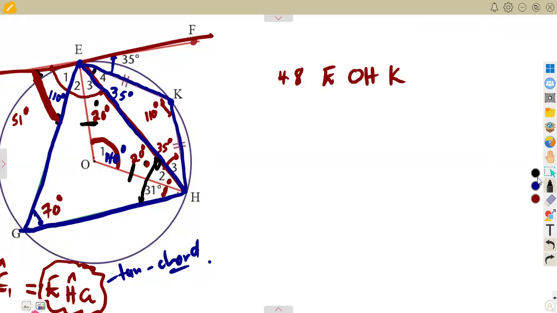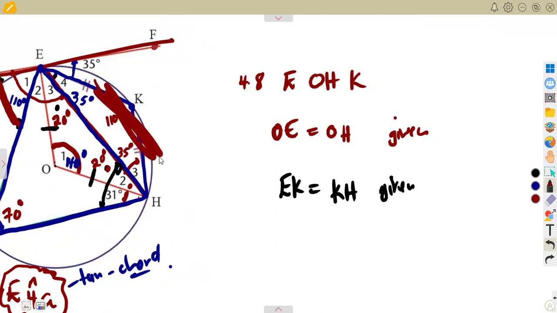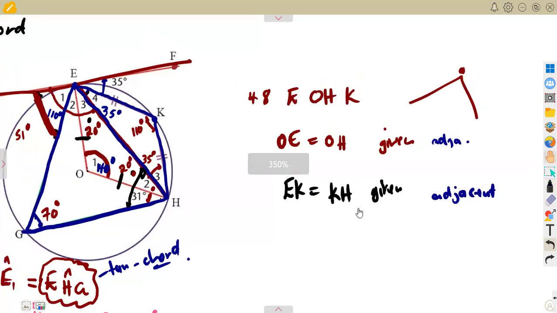If you are to consider this properly, OE is the radius, which we said is the same as OH. OE is equal to OH. We are talking about the radius concept. Also, you are going to see that from E to K and from K to H, these two are equal. These two sides here, the sides that meet at a certain point on a shape, are called adjacent sides. So these are adjacent sides. So what is it that we know about our quadrilaterals when it comes to a condition where the adjacent sides are equal?